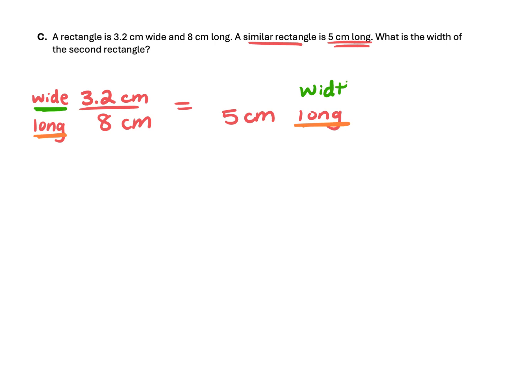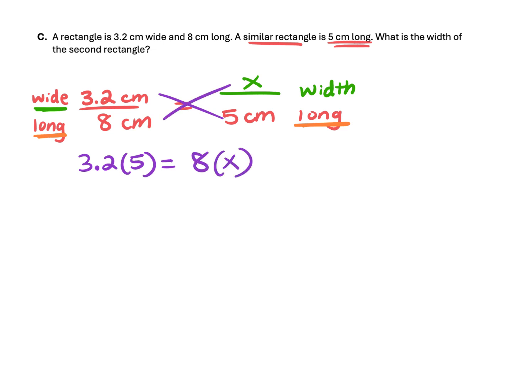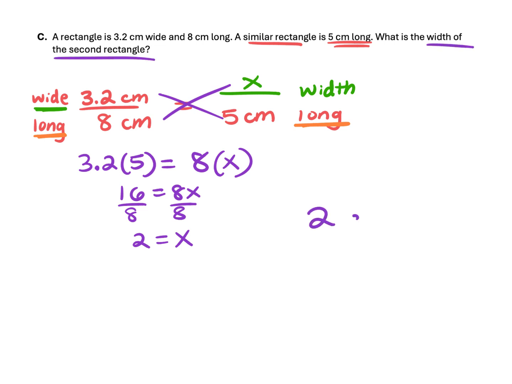So what's the width of the second rectangle? Well, I'll just call that x. And once again, we have a proportion, and we can solve that now with a cross product. 3.2 multiplied by 5 equals 8 multiplied by x. So 16 equals 8x. Quick divide by 8 gives us 2. So the width of the second rectangle is 2. You should include a unit. Everything's in centimeters, so the x is going to be in centimeters as well.